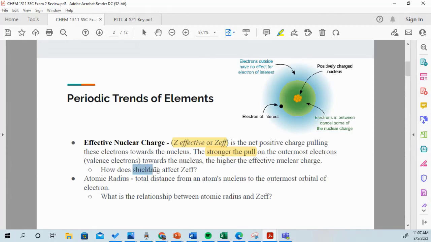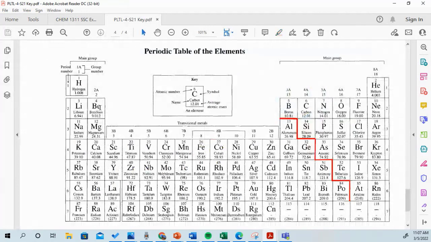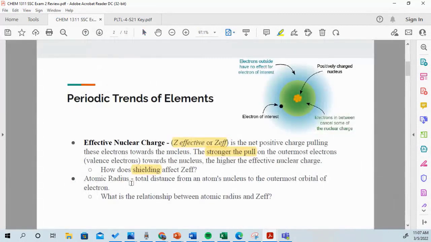Knowing this and knowing what shielding is, can y'all tell me what the relationship is between shielding and Z effective? If we increase the amount of shielding, how does Z effective change? For example, if we go down the periodic table, say group 2, as we go down we have increasing shielding because we have an increase in valence shells. So there's going to be decreased pull or attraction, meaning decreased effective nuclear charge.